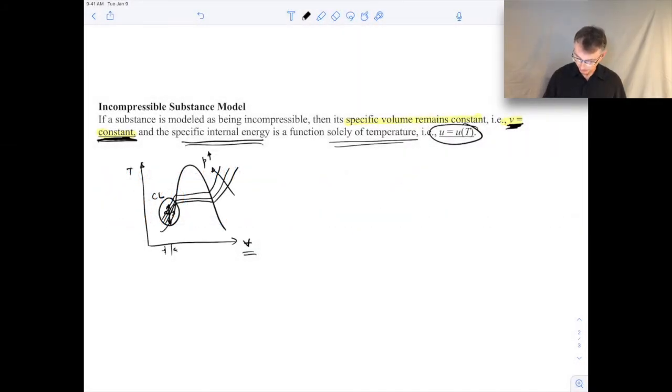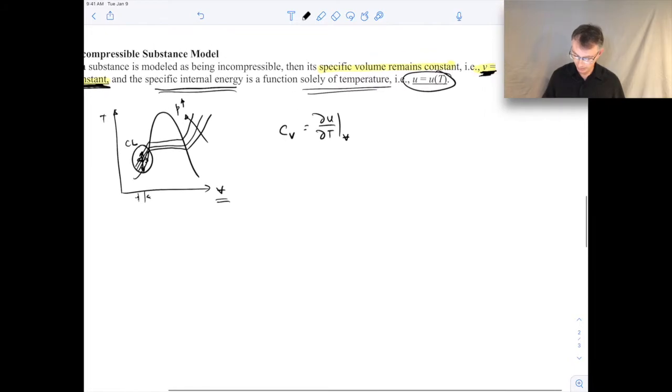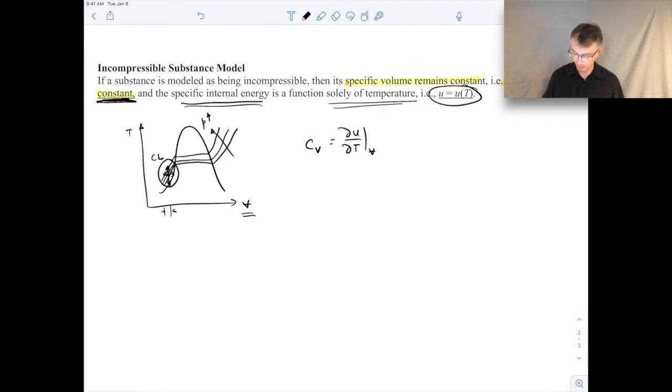So with that being the case, remember that the C sub V is just defined in general like this, right? It's the change in specific internal energy with respect to temperature at constant volume. That's just coming from right here. Well, let's do that calculation for an incompressible substance. Since the internal energy is only a function of temperature, instead of being a partial derivative, it'll just be an ordinary derivative. And at constant volume, well, it's a constant volume already. It's an incompressible substance. So our C sub V just becomes that.